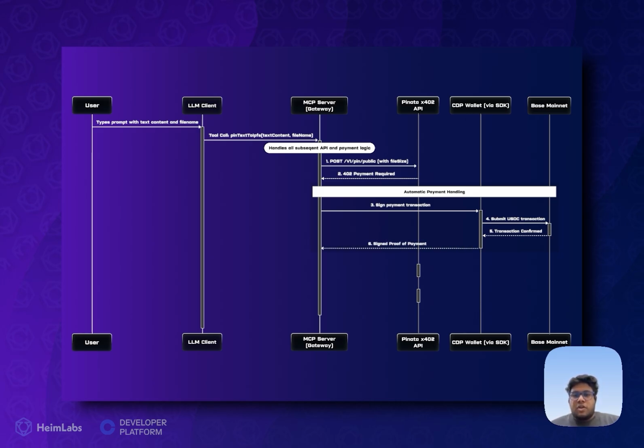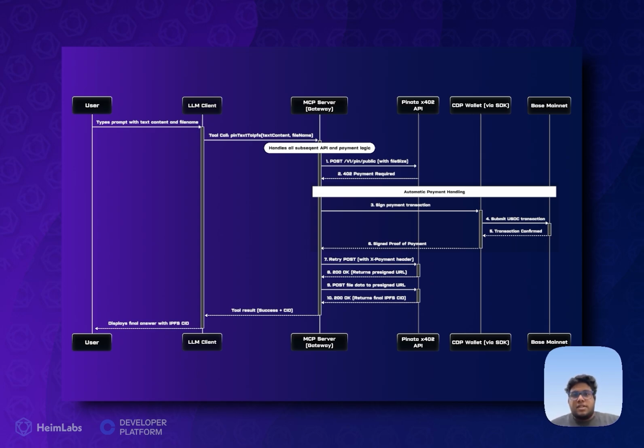Once this proof of payment is acquired by the MCP server, the POST request is retried with the X-PAYMENT header. The Pinata x402 API would return a 200 OK with the pre-signed URL if everything was successful. Once that is done, a POST request is made with the file data to the pre-signed URL, and the Pinata API would return 200 OK with the final IPFS CID if all of the requests were successful. Once all of the main processes are done, the MCP server would return the tool result with the success and the CID. And then this is forwarded to the user, and it is displayed as the final answer with the IPFS CID.